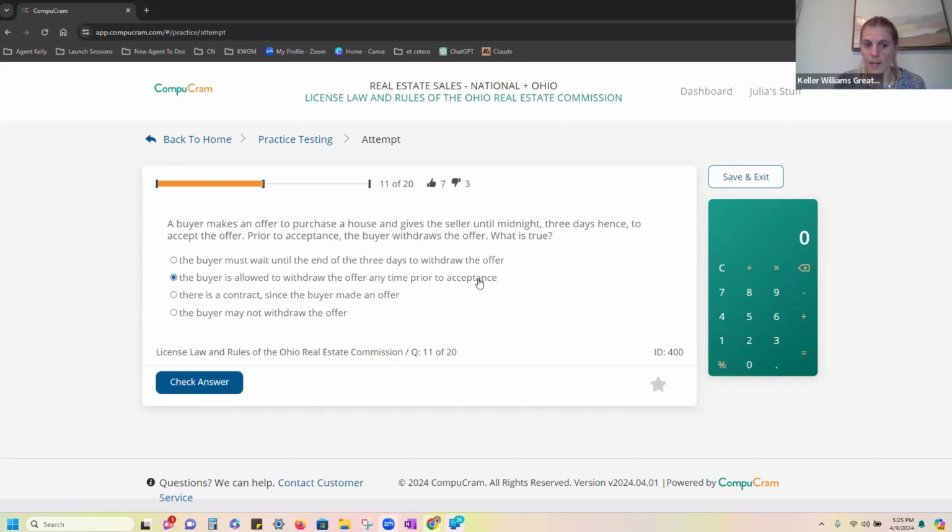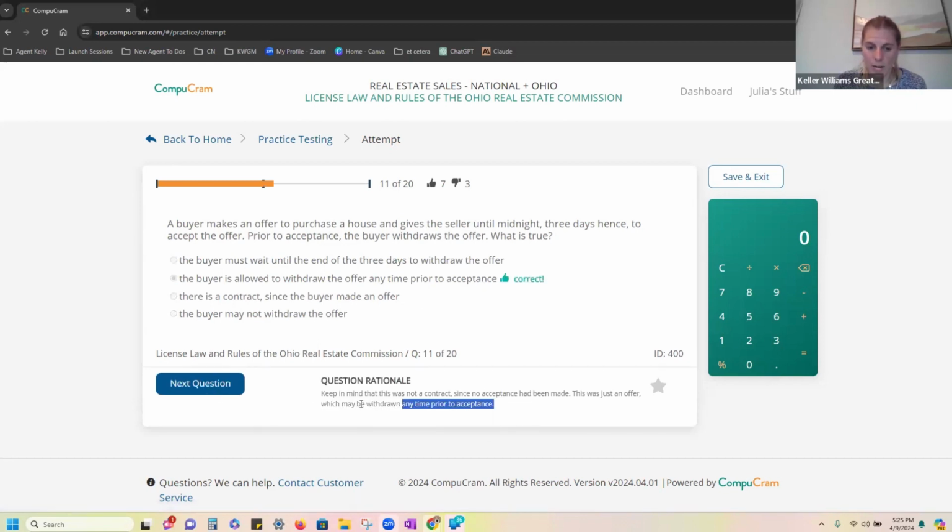Right. That is correct. The buyer is allowed to withdraw the offer anytime prior to acceptance. So there is no contract because the seller did not accept the offer yet. So nothing was set in stone.